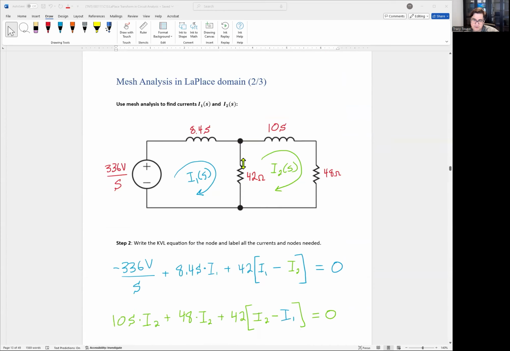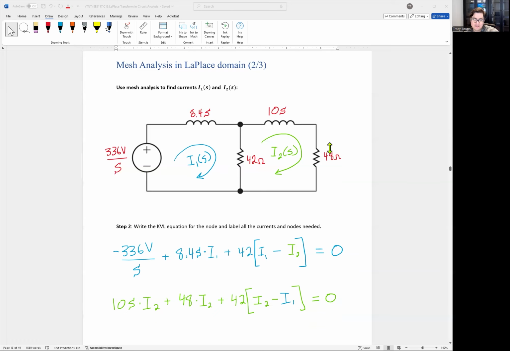We have I1 going clockwise. It's going to enter in the voltage source, so this is going to be negative 336 over S. And then we're going to add the voltage drop across 8.4 S, so the voltage drop is always 8.4 S times I1. And then we're going to add the voltage drop across the 42 resistor, which is 42 times. Now we got to be careful. I1 is flowing from the top into the resistor, so that's a positive I1. But current I2 is flowing from the bottom, so they're opposing each other. So I2 must be negative, so it's minus I2. And all this needs to equal 0 because KVL means the voltage across one loop must all equal 0 at the end of the day.